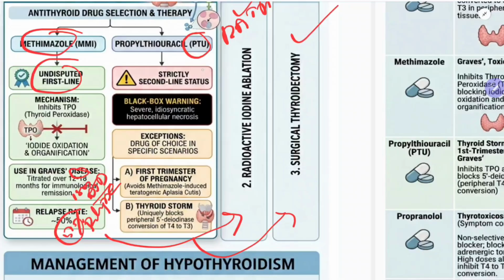PTU is second line and it has a severe risk of idiosyncratic hepatocellular necrosis. That's why it is used in specific scenarios only: in the first trimester of pregnancy, and in thyroid storm.